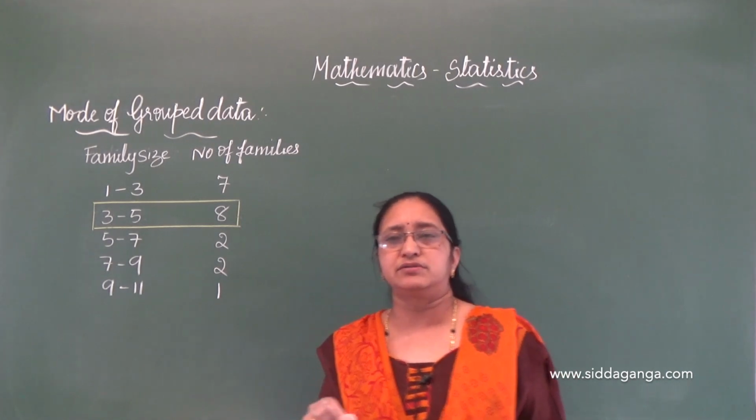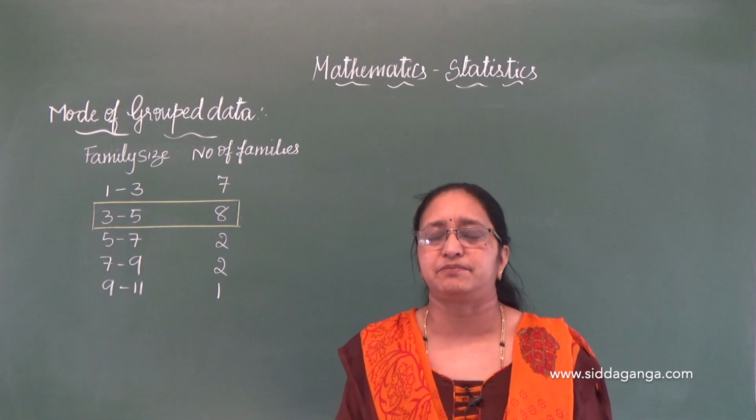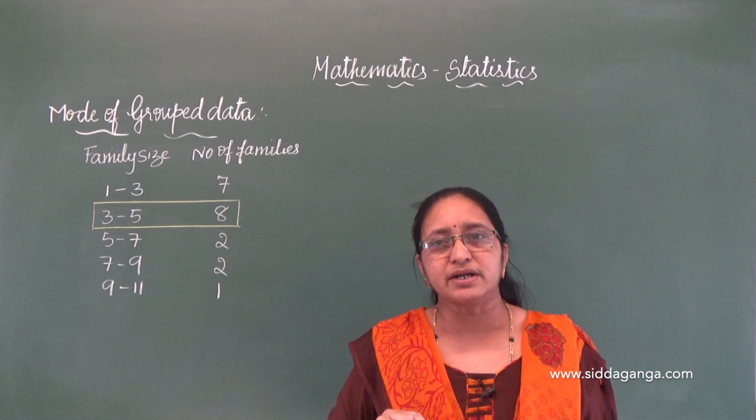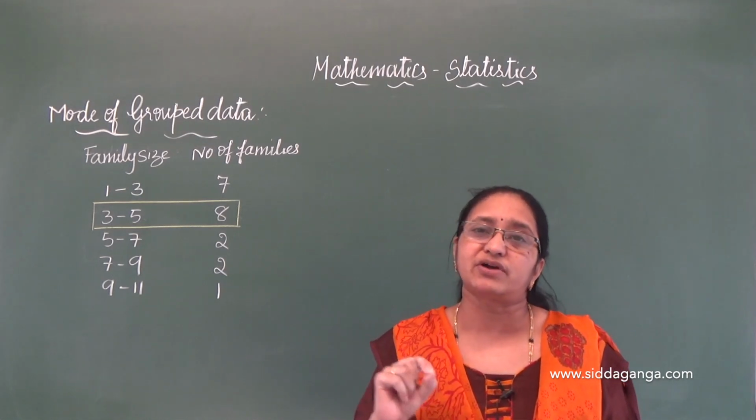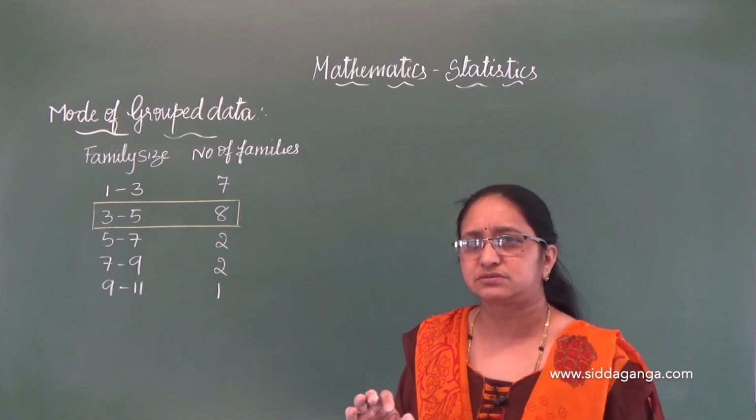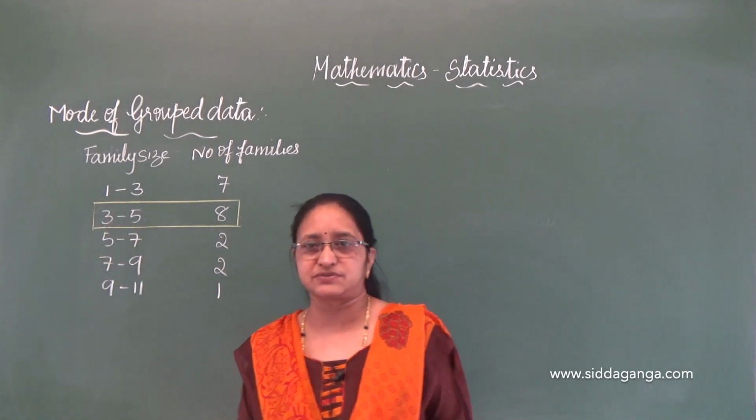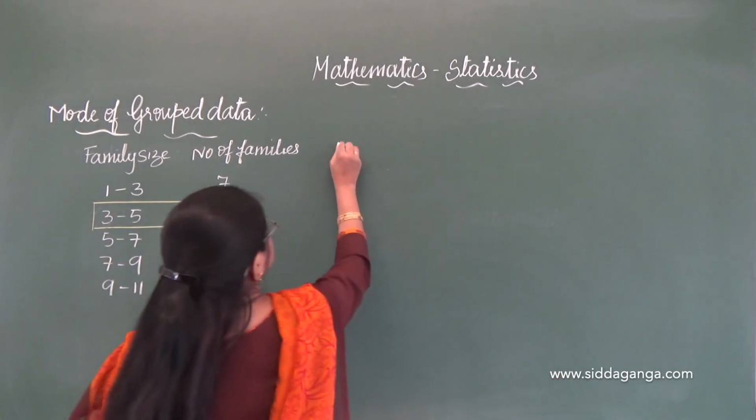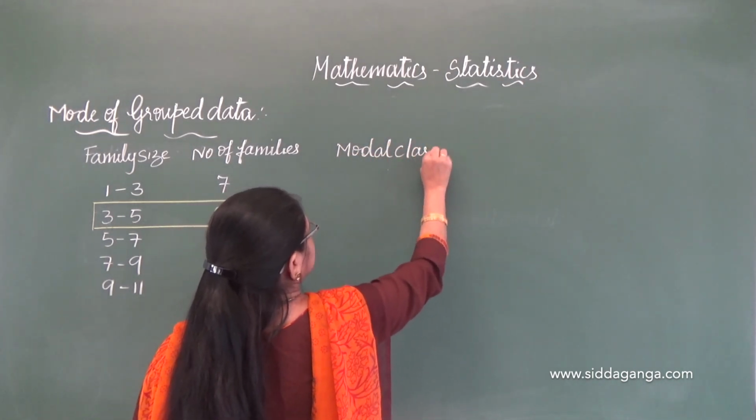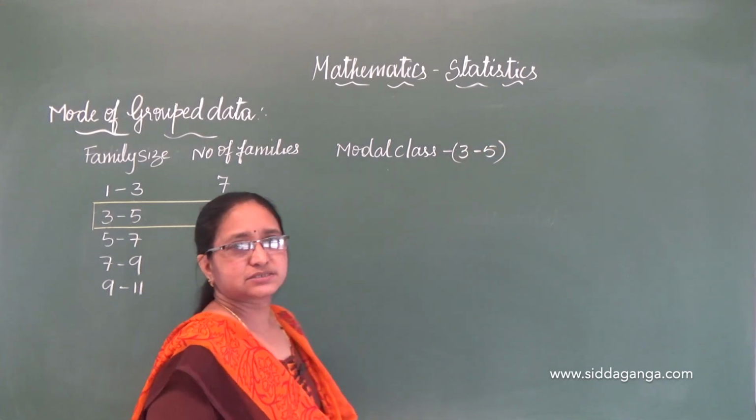The first step is to identify the modal class. How will you identify the modal class? You find the maximum frequency and see which class interval it falls under. So here this is the modal class for us. Which is the modal class? The modal class is 3 to 5.